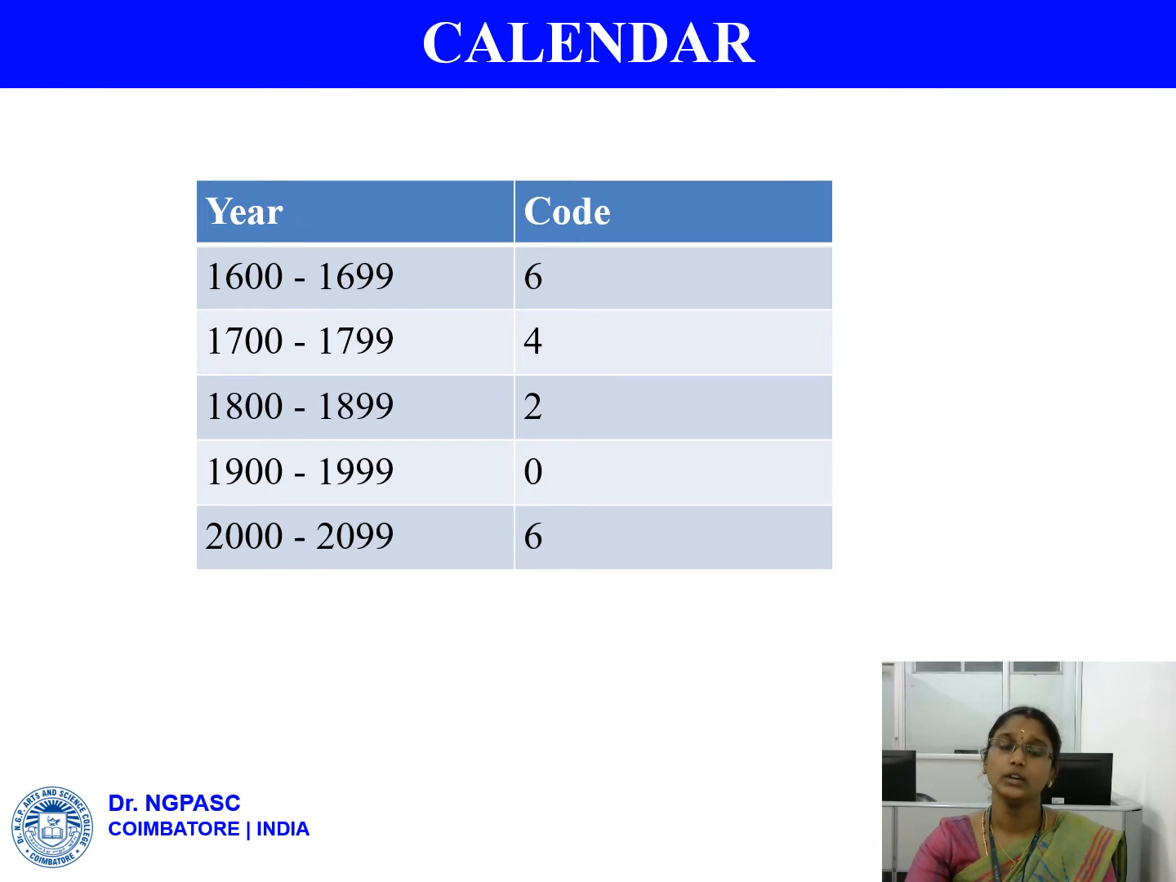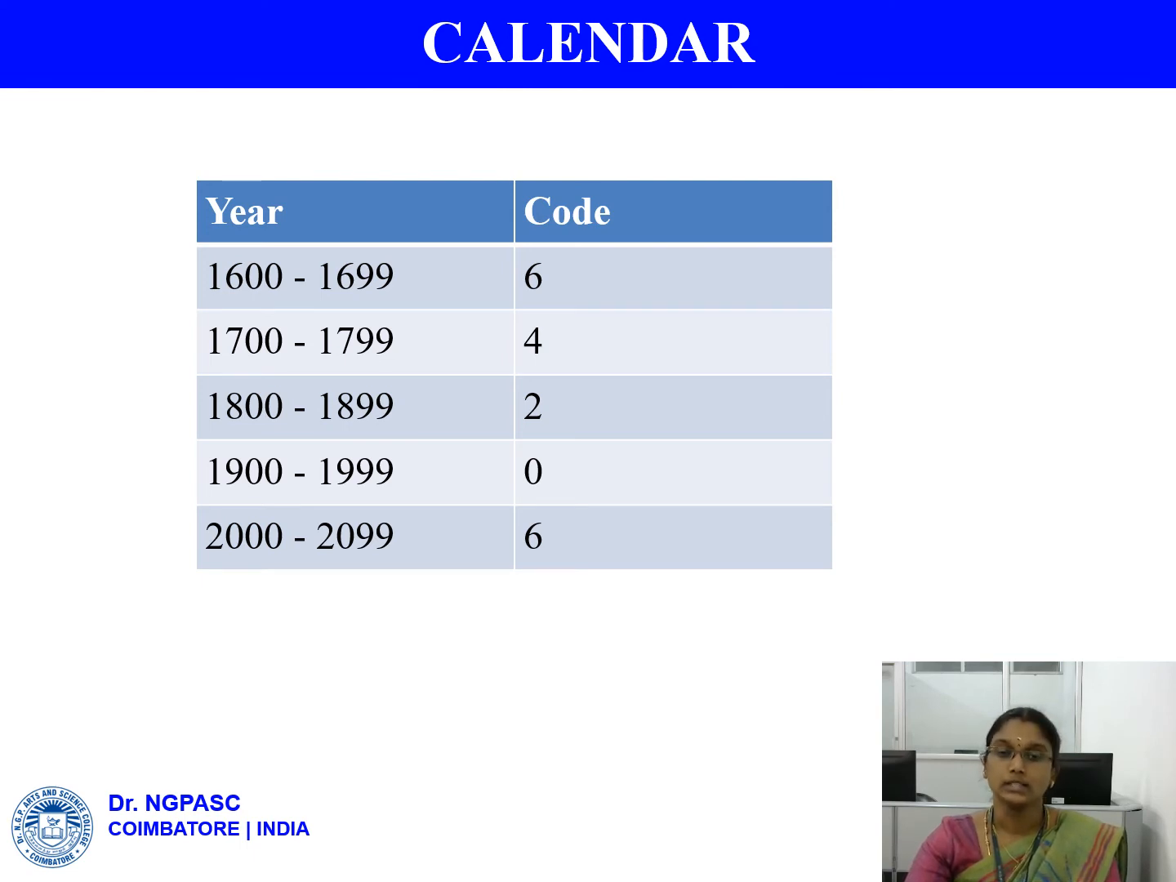And the year code. For 1600 to 1699, the year code is 6. Starting from the 0th year, 0 to 99, the code is 6. For 100 to 199, it is 4. For 200 to 299, it is 2. Likewise it continues. The maximum questions are asked from 1600 to 2000, so we choose these codes.